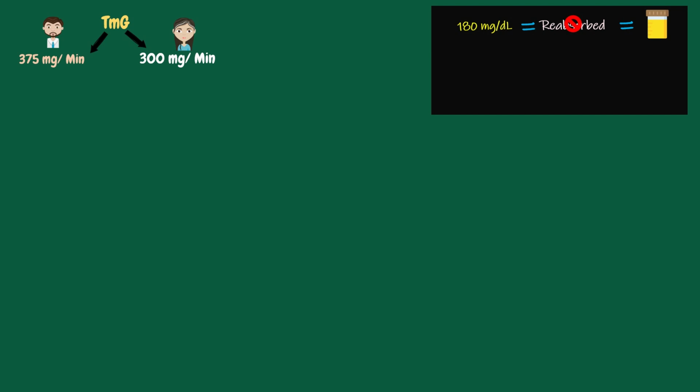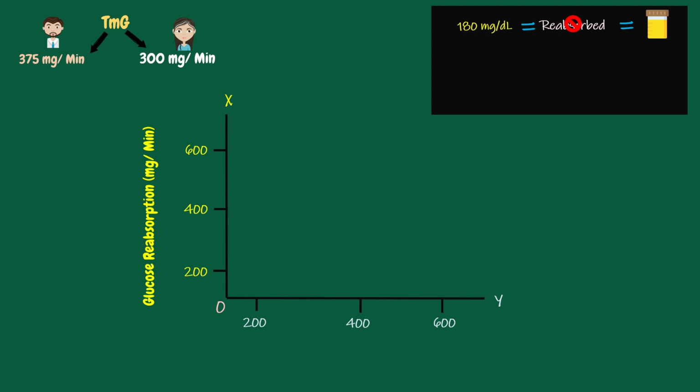Now, let's plot a graph and understand a few terms. This is the x-axis, showing glucose reabsorption, and its unit is milligram per minute.